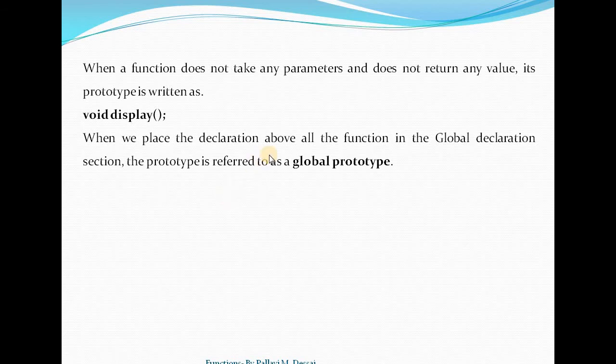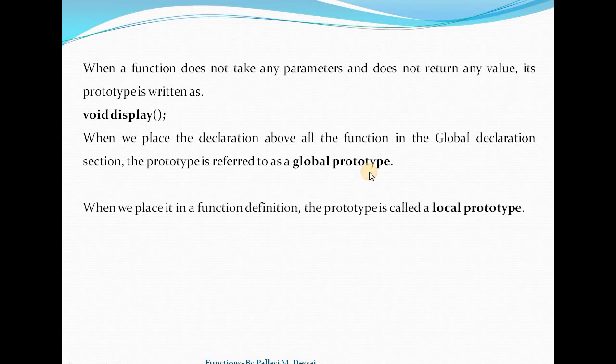When we place the declaration above all the functions in the global declaration section, the prototype is referred to as global prototype. We have seen in the structure of a C program the global declaration section. So we are going to declare all the user defined functions which we are going to use in our program in this global declaration section, and this prototype is referred to as global prototype. Such declarations are available for all the functions in the program.